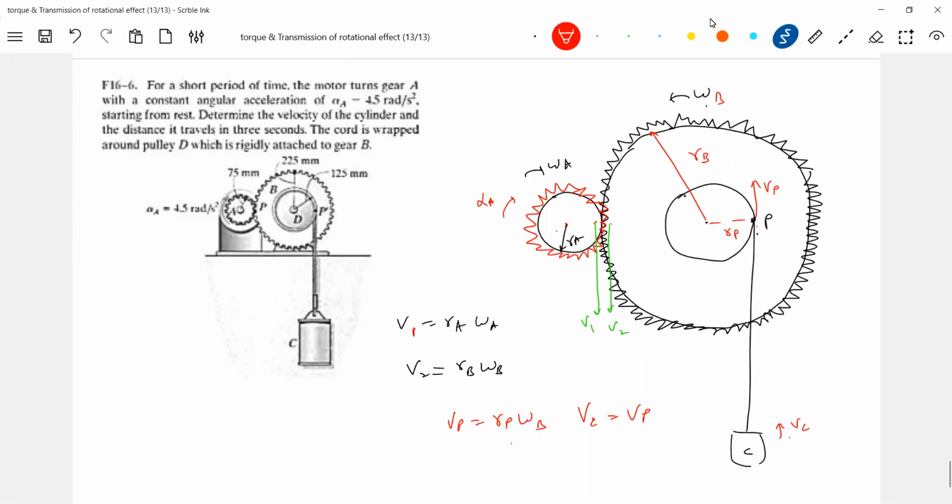Some is asked something related to this. The cord is wrapped. There's a cord. Cord is inextensible from P to the block C. So the velocity of block C should be equal to linear velocity of point P, not any other velocity, because this part of the string is inextensible. So we show like this here.